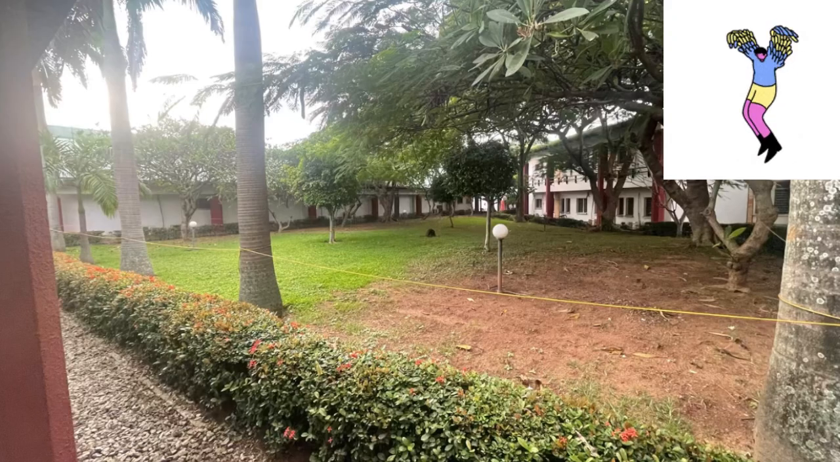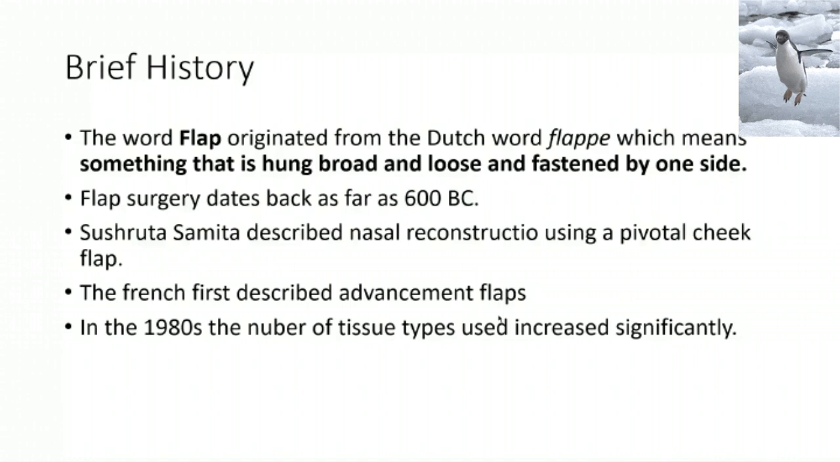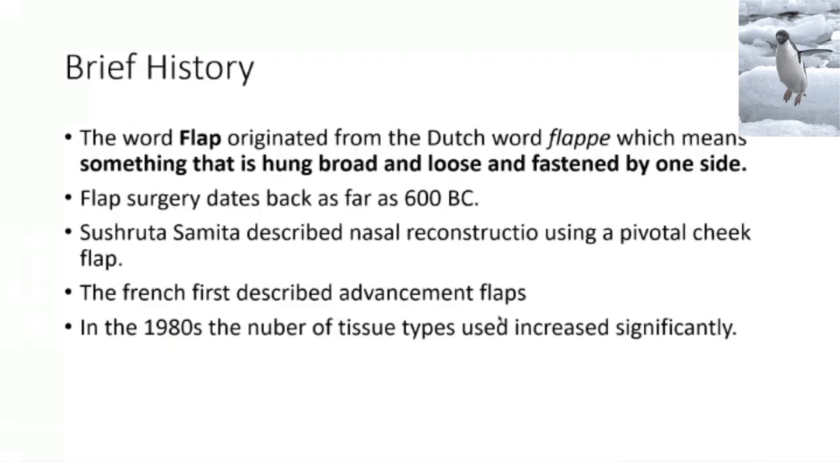Flap surgery dates back as far as 600 years before Christ, and it started in India by a man whose name is Sushruta Samhita, where he described nasal reconstruction using a pivotal cheek flap. It is said that he is the father of plastic surgery. The French first described advancement flaps as well, and in the 1980s, the number of tissue types increased significantly. These are the other tissue types that can be used in flaps, like the bone, the fascia, and the muscle.